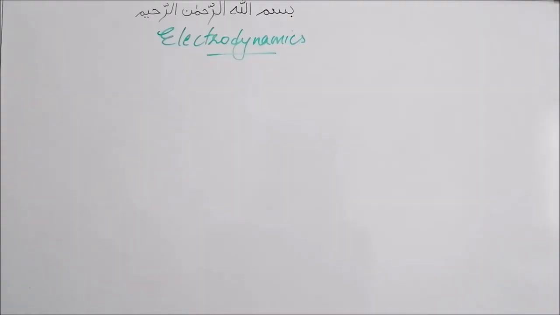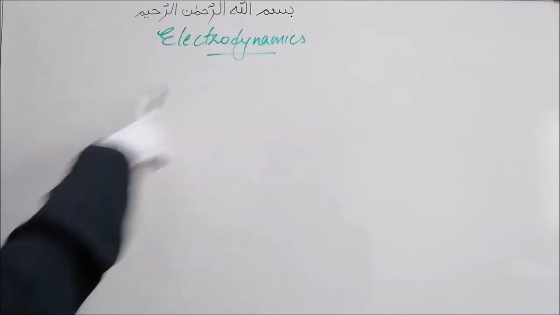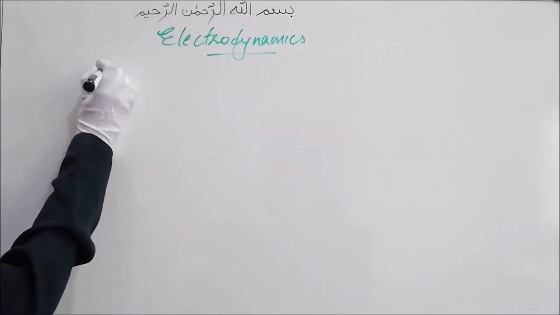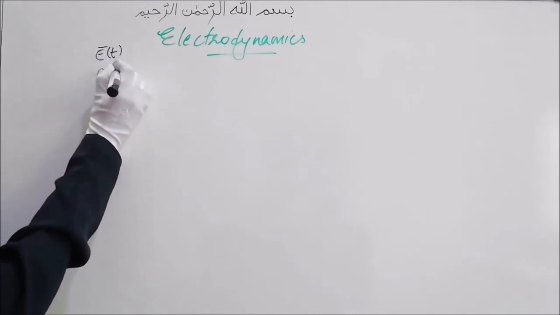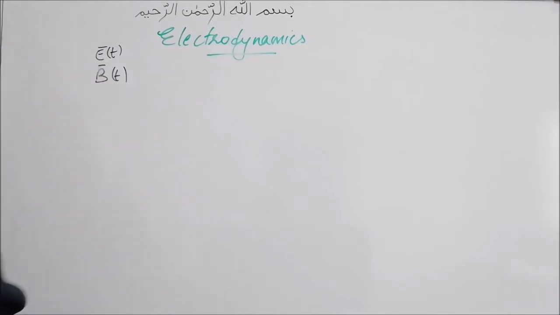Hi friends, up till now in EMT we have seen electrostatics, which is the study of stationary charges which give rise to constant electric field, and we have also seen magnetostatics, which is the study of steady current which gives rise to constant magnetic field. Now here in electrodynamics we are going to deal with changing electric and magnetic fields. That is, the electric field is a function of time and the magnetic field is also a function of time.